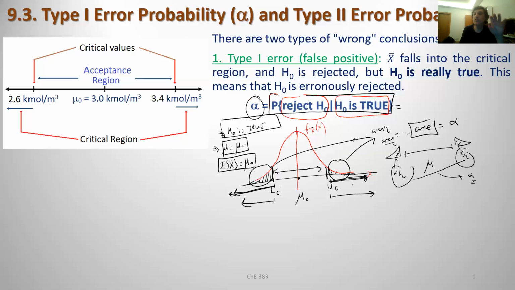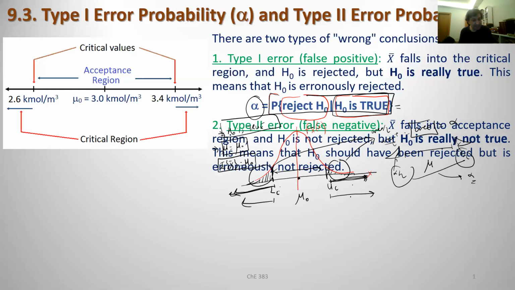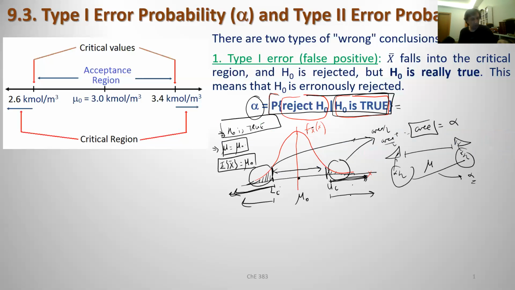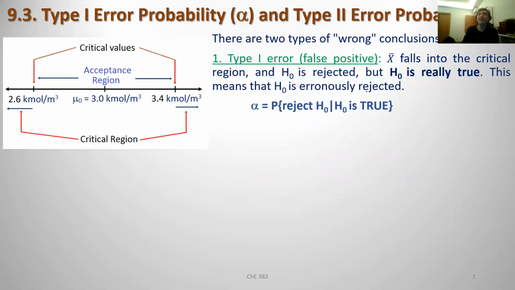So the significance level is what we call the type 1 error, which means although H0, the null hypothesis, is true, we reject it. Note that this is also called a false positive, especially in health sciences, in doctors, related with health issues. The term false positive is used.